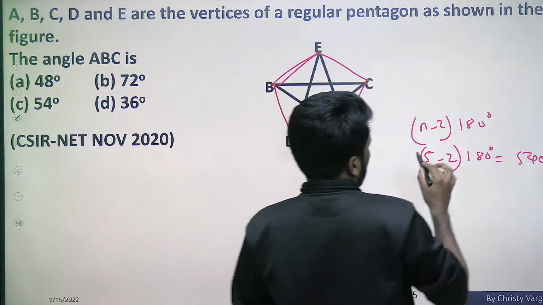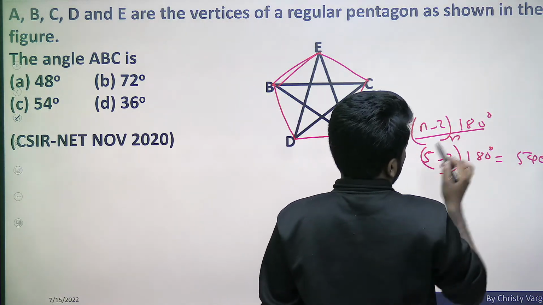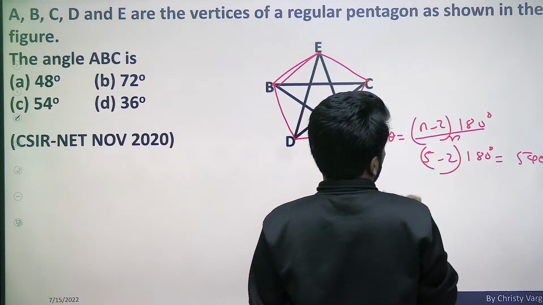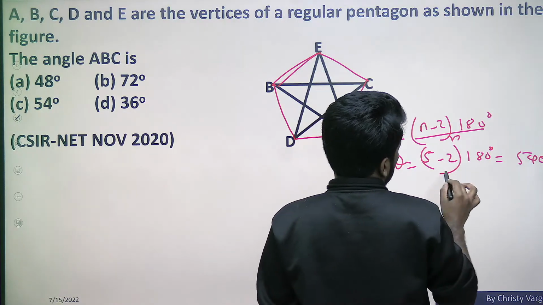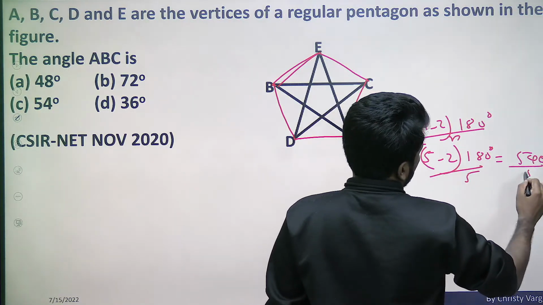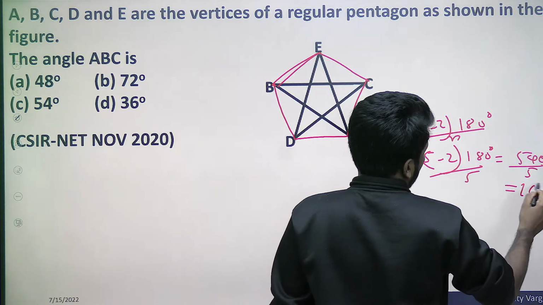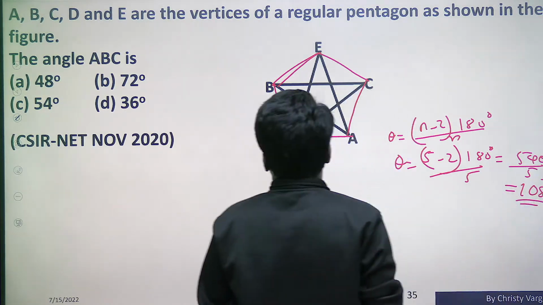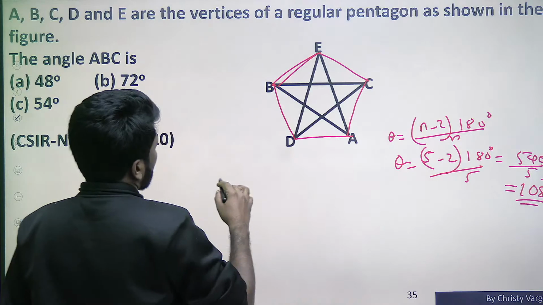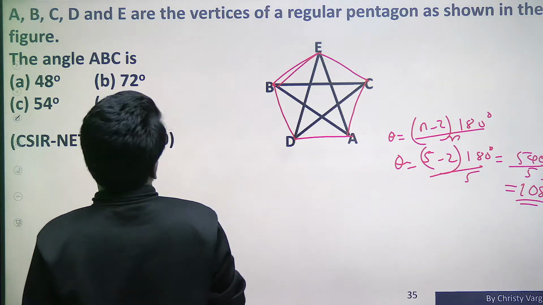So ये regular polygon है, इसलिए n से divide किया तो each angle का value मिलेगा. So 5 से divide करना पड़ेगा. 540 by 5 is 108. तो 108 degrees होगा each of these angles of this pentagon.